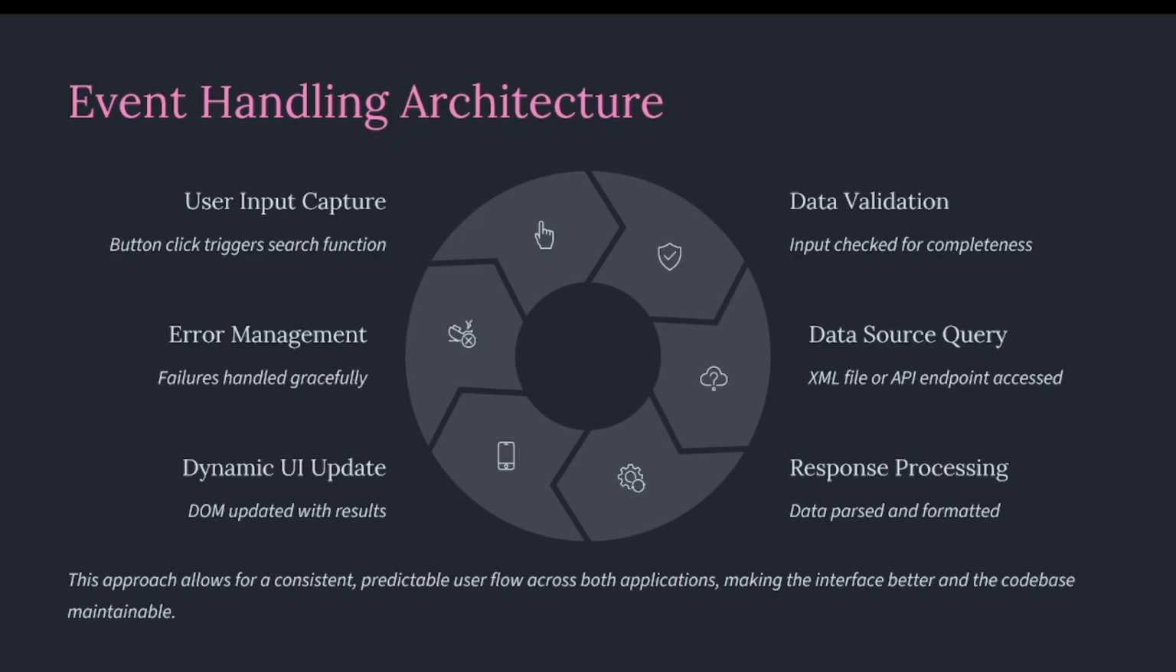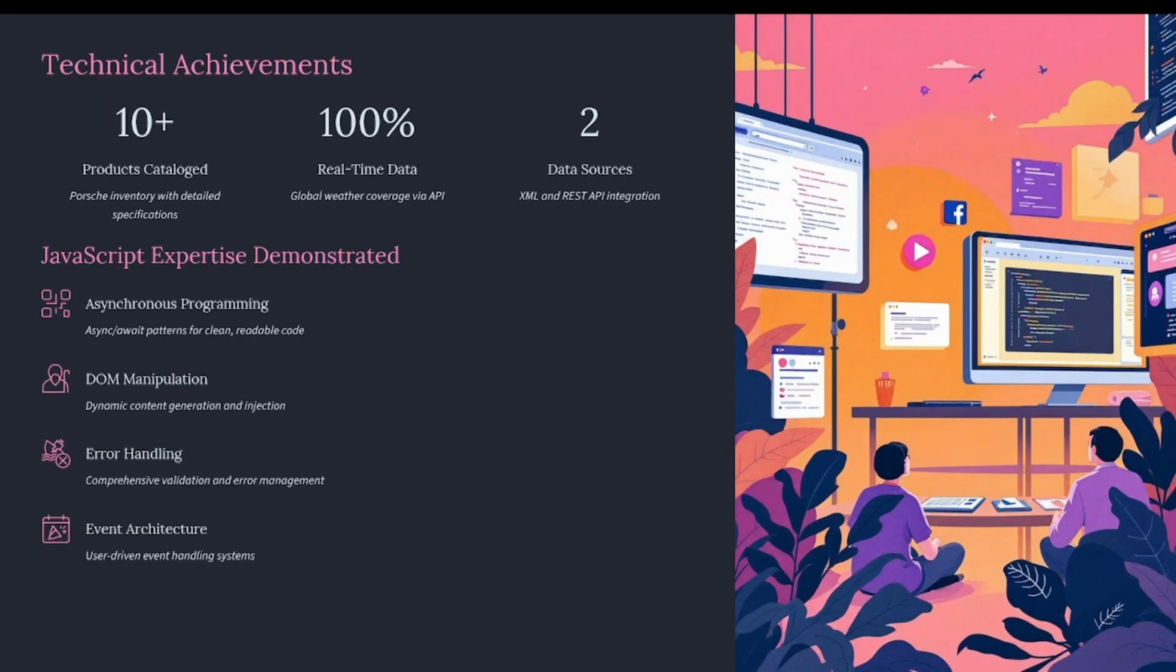Data source queries: XML file and API input access. So I have the API and the XML file with the JavaScript. So basically everything's kind of linked. Dynamic UI update: DOM updates with results. So I use the DOM parser to manipulate the XML, and response processing: data parsed and formatted. This approach allows for consistent, predictable user flow across both applications, making the interface better and the code base maintainable.